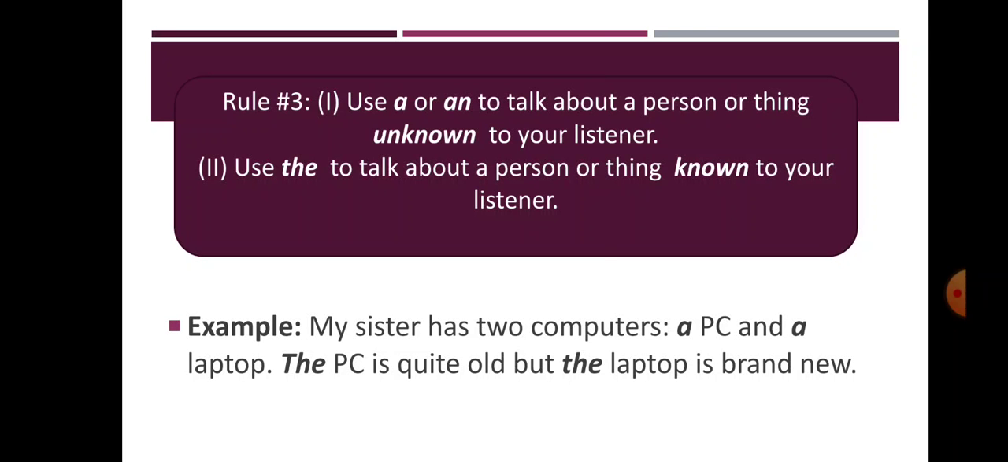In English, a and an are called indefinite articles because they talk about something that the listener doesn't know about, and the is called the definite article because the listener knows what you are referring to. Got it, children? Now let's move to rule number 4.